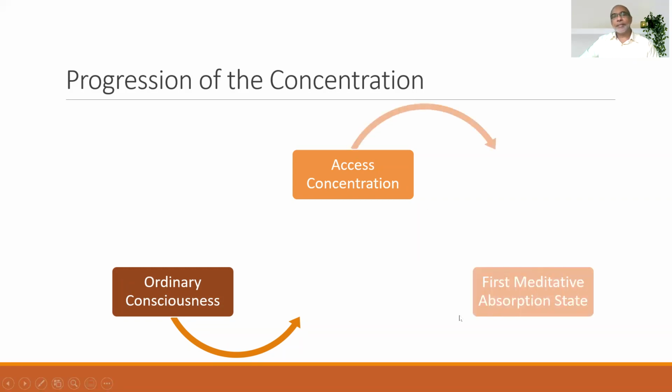And then, further, when you continue the meditation, the mind will move on to a first meditative absorption state, known as first Dhyana, and that is the full concentration. But that is also the first level of the full concentration. There are other levels as well. Remember, we studied some higher mental states earlier. This is one of them.